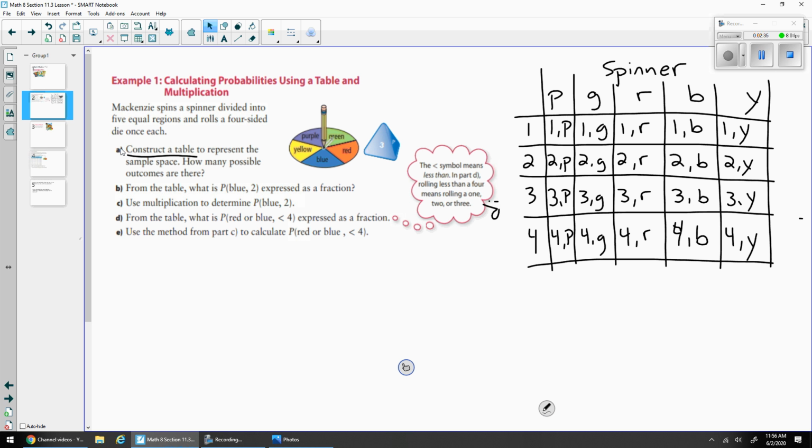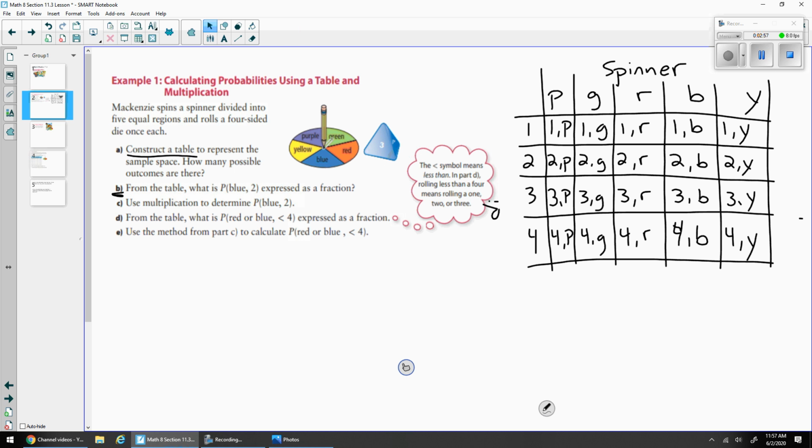So how many possible outcomes are there? We can count them. 1, 2, 3, 4, 5, 6, 7, 8, 9, 10, 11, 12, 13, 14, 15, 16, 17, 18, 19, 20. It's 20, or like we learned last time, if there's 5 possible outcomes here, multiplied by the 4 possible outcomes here, we're going to have 20 possible outcomes. Okay, so there we go. We know there's 20 possible outcomes.